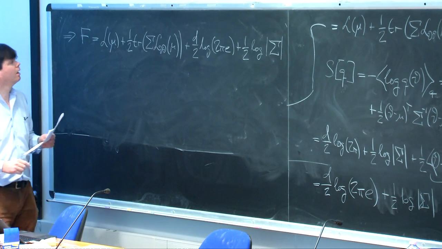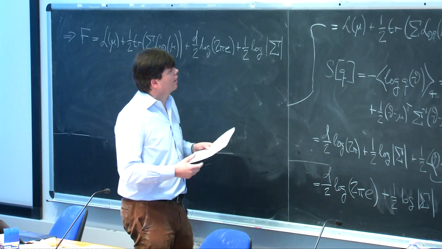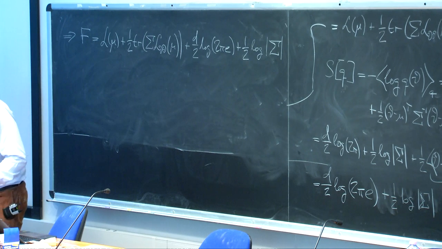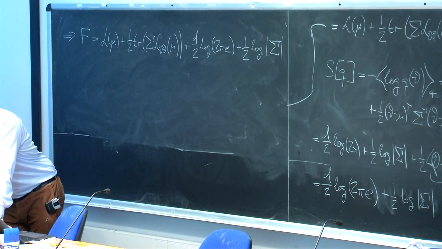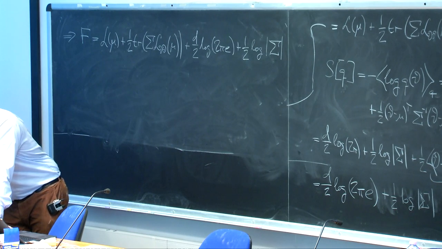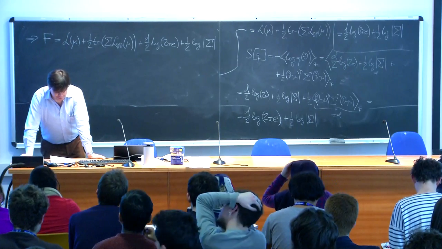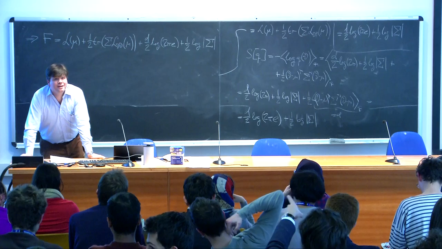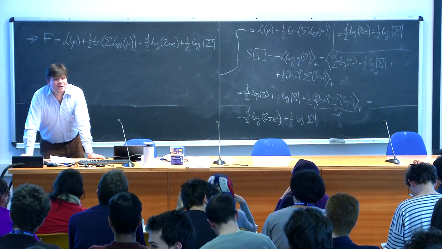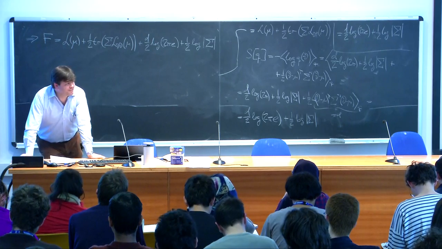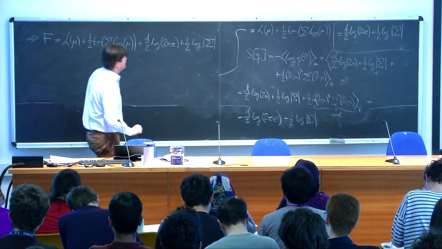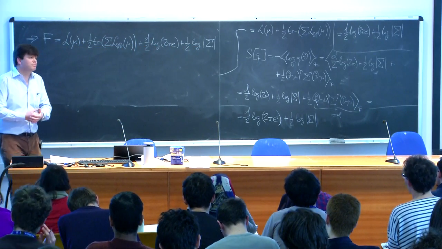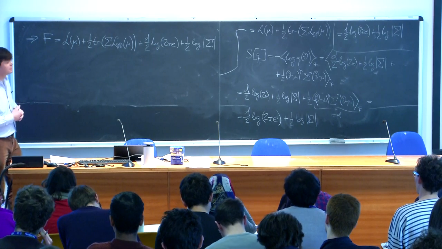Now, the challenge is now, or let's say I'll ask you what the challenge is here. What are we going to do next? What do we have to do? Exactly. We need to minimize F. We have to find the optimal mu and sigma. So basically, we take the derivative with respect to sigma. How do we do that?